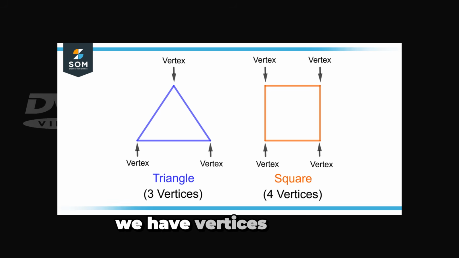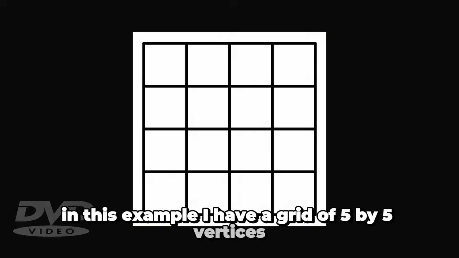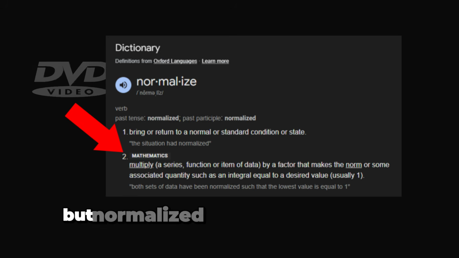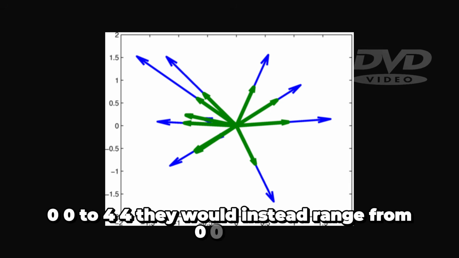We have vertices, normals, colors, UVs, and the triangles. We're going to start off by generating all the vertices we need. In this example, I have a grid of 5 by 5 vertices. The neat thing about generating a plane though is that everything is actually super easy to compute, as the UVs are just the coordinates of the vertices but normalized. So instead of ranging from say 0, 0 to 4, 4, they would instead range from 0, 0 to 1, 1.